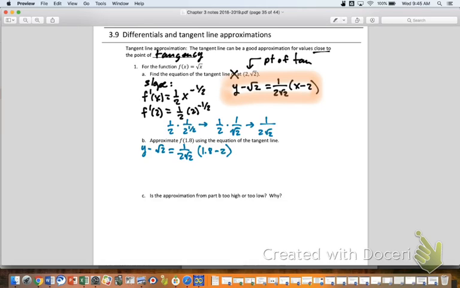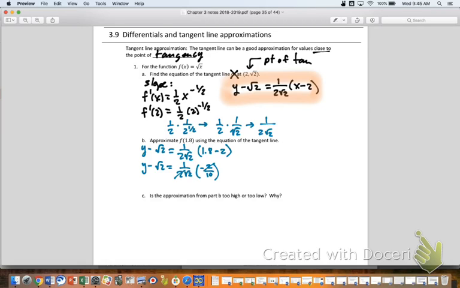So how do you do this without a calculator? Well, 1.8 minus 2, that's negative 0.2, right? So I'm going to rewrite this as y minus root 2 equals 1 over 2 root 2 times negative 2/10. Instead of writing 0.2, I'll write what negative 0.2 really is. It's a fraction, negative 2/10. So when I do that, do you guys see how this 2 would cancel with that 2?